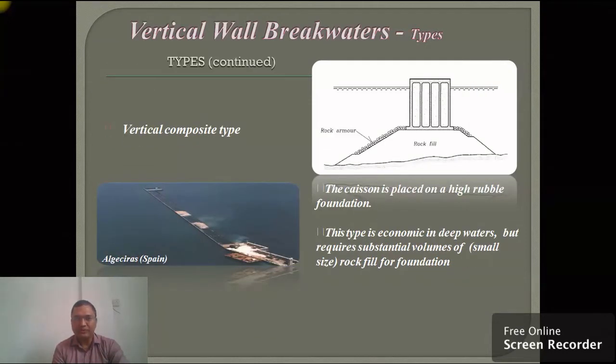The vertical composite type is this one, in which there is a rock fill, rock armor, and a concrete structure. The caisson is placed on a high rubble foundation. This type is economic in deep water, but requires a substantial volume of rock fill for the foundation. So this is in Spain, the vertical composite type.